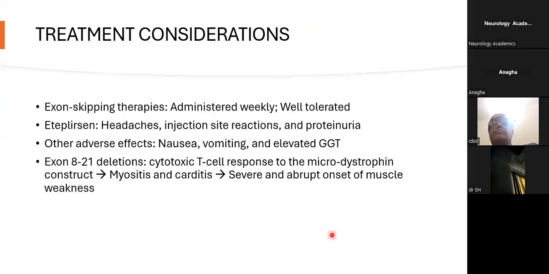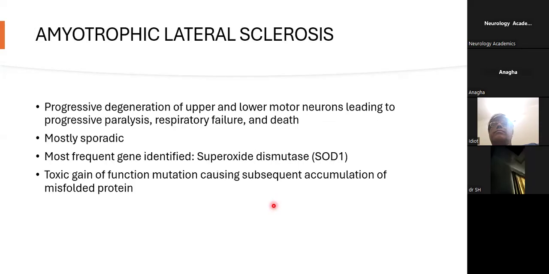Coming to treatment considerations with DMD, the exon skipping therapies were administered weekly and were well tolerated. With eteplirsen, there were some side effects with headache, injection site reaction, and proteinuria that were mentioned. Other adverse effects include nausea, vomiting, and elevated GGT. In patients with exon 8 to 21 deletion, there was increased cytotoxic T cell response to the microdystrophin that was produced, resulting in myositis and carditis, and severe and abrupt onset of muscle weakness that was described in some patients.